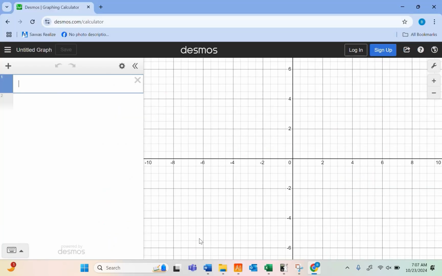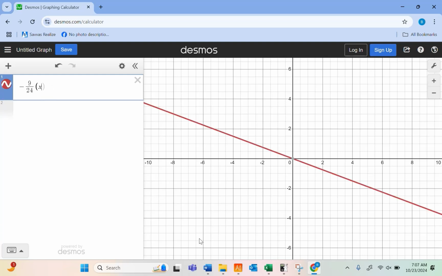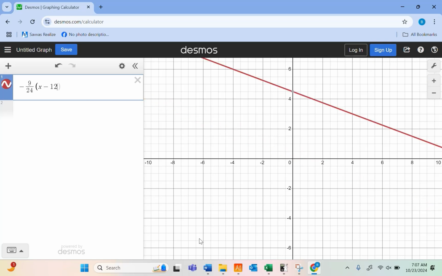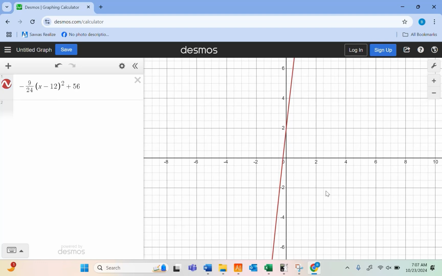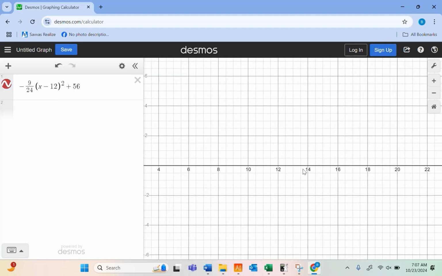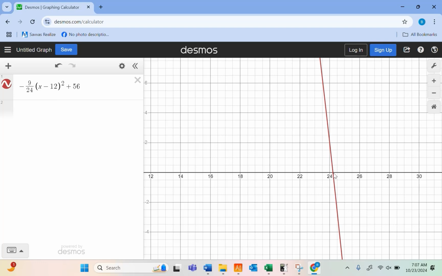So this equation was negative 9/24. You can just type the thing in Desmos. x minus 12, if you can type quantity squared, plus 56. And you want to know when the toilet paper hit the ground. Well, that'd be right here, wouldn't it? Desmos is apparently really hard to get on the zero. Yeah, there it is, 24.2202, which is exactly what I came up with by hand. So if you don't believe whatever I'm doing, there you go.